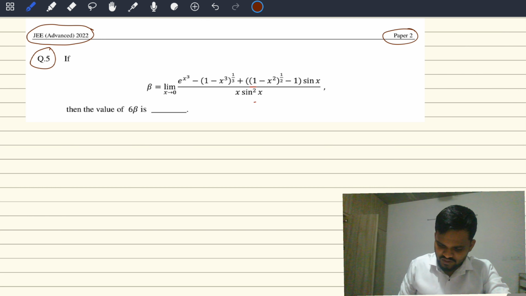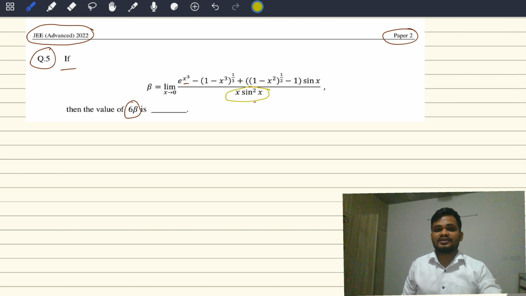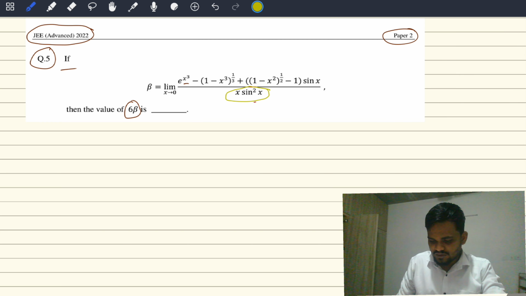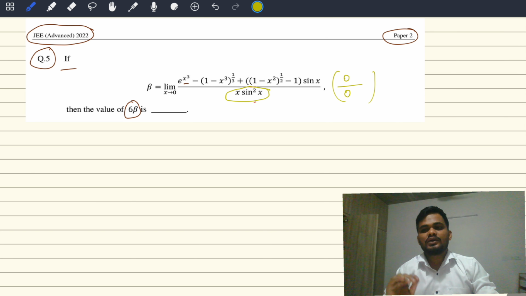Okay, so look at the question. In the denominator we have x sin square x, right? So if x tends to 0, the denominator is 0. What about the numerator? e to the power 0 becomes 1, so 1 minus 1 is 0, and sin 0 is 0. So this is nothing but a 0 by 0 form, correct?